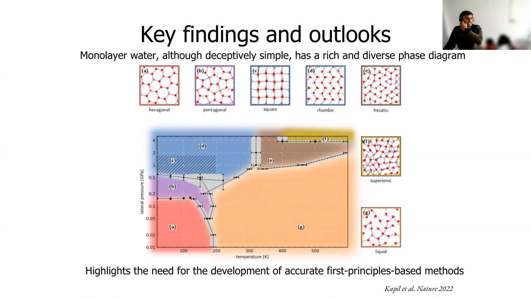And then finally, we see some very interesting phases, which are probably of relevance in natural sciences. For example, in physics, this hexatic phase would be extremely interesting. And similarly, in engineering, perhaps the superionic phase could be extremely interesting, because perhaps something like this could be used for battery materials.